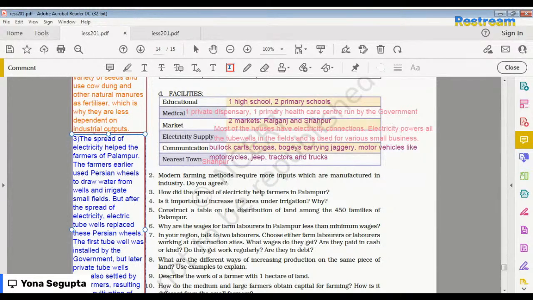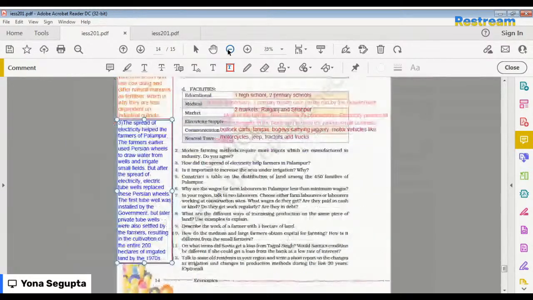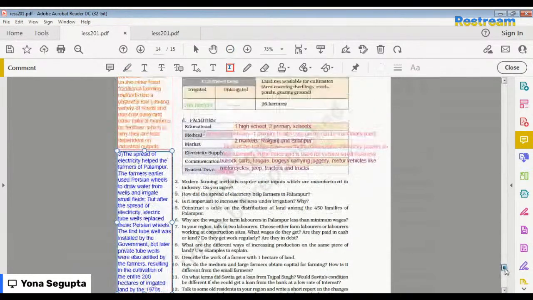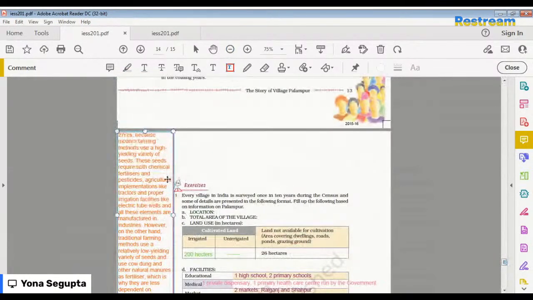I will be writing the answer. If you feel like, you can jot down the points or even the answers. Okay, I think I need a good place now.